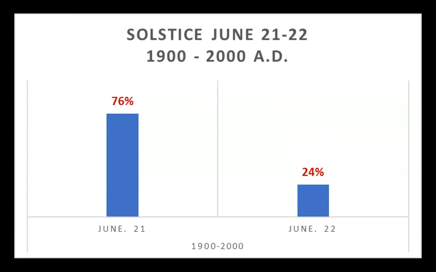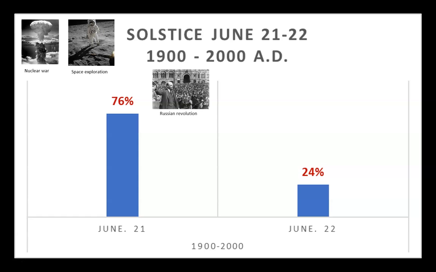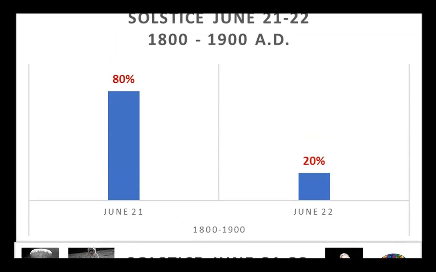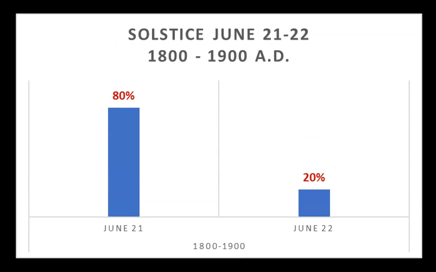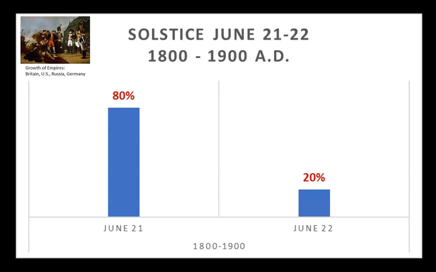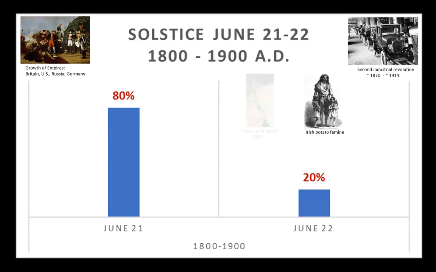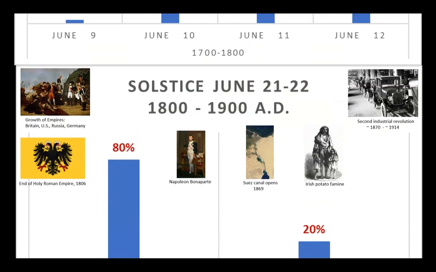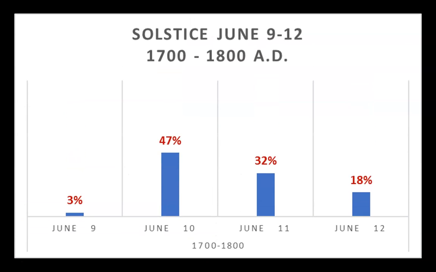In this century, 1900 to 2000, it was June 21st, 76% of the time, and June 22nd, 24% of the time. Next, 1800 to 1900, solstice was June 21st, 80% of the time. From 1700 to 1800, the June solstice ranged between June 9th to June 12th. This is a dramatic change of about 11 days that seem to have disappeared.